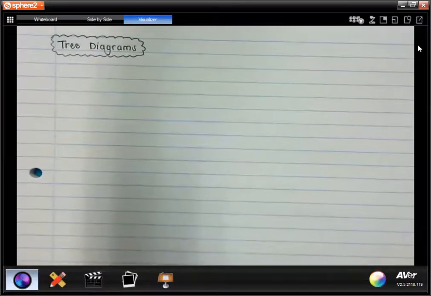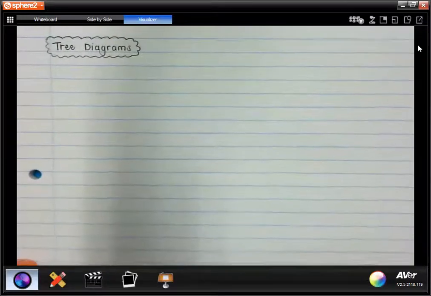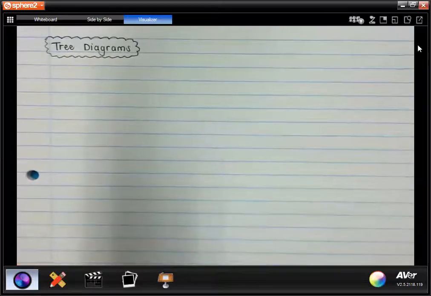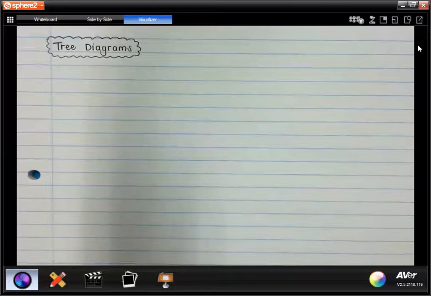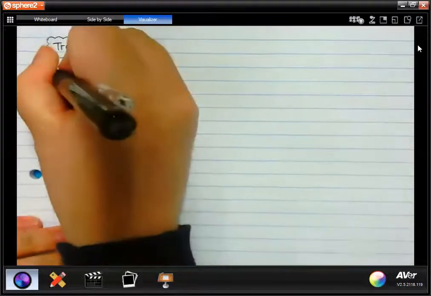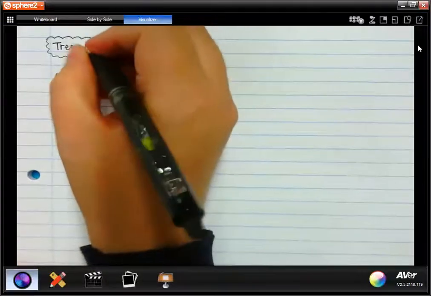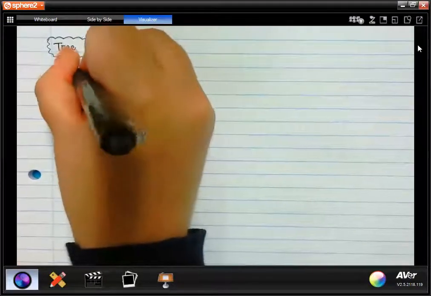Okay, so a tree diagram is obviously a diagram. It's a way that we use to almost like summarize something that's happening in probability. Okay, so the first example that we're going to do is flipping a coin.